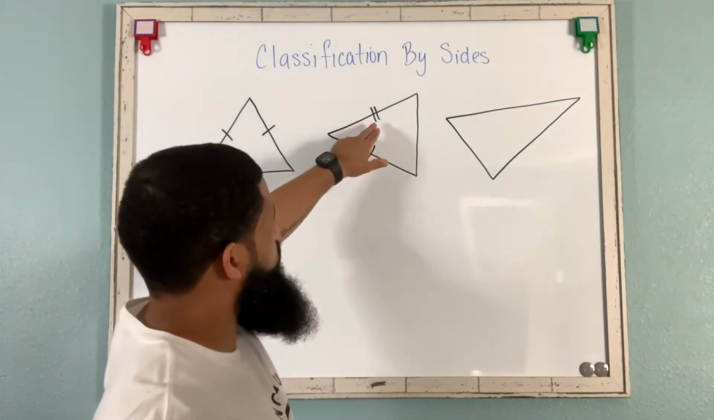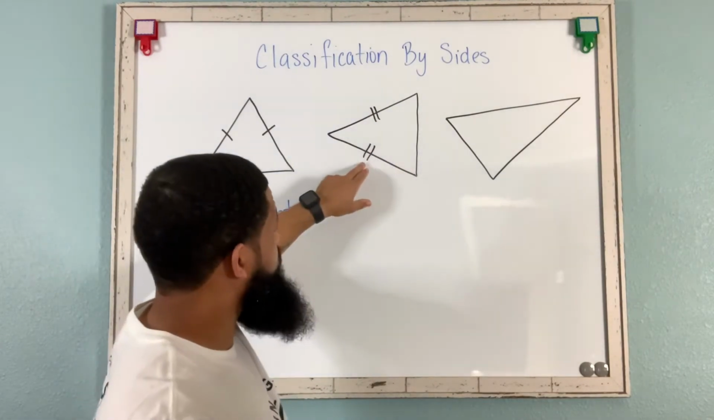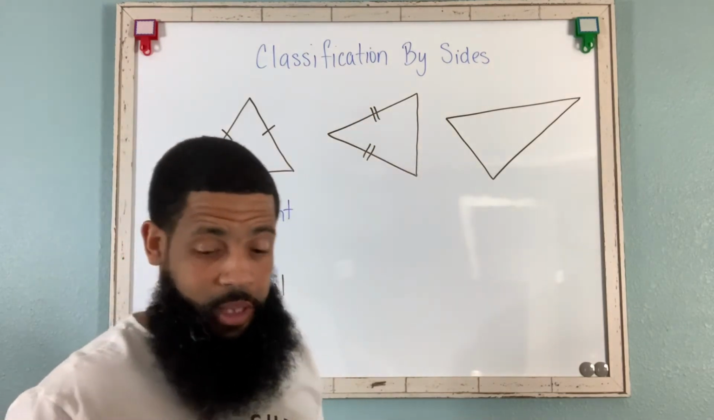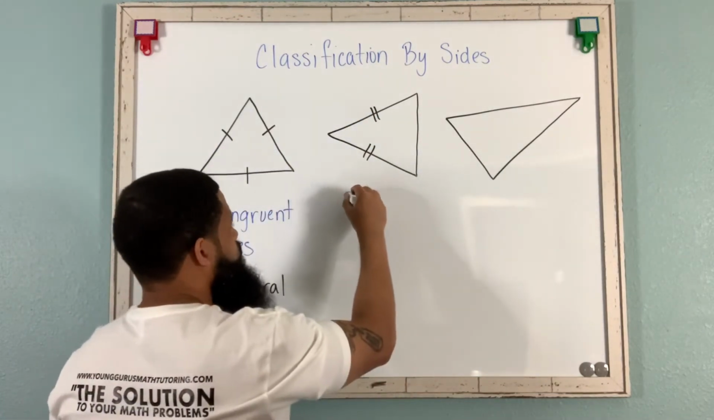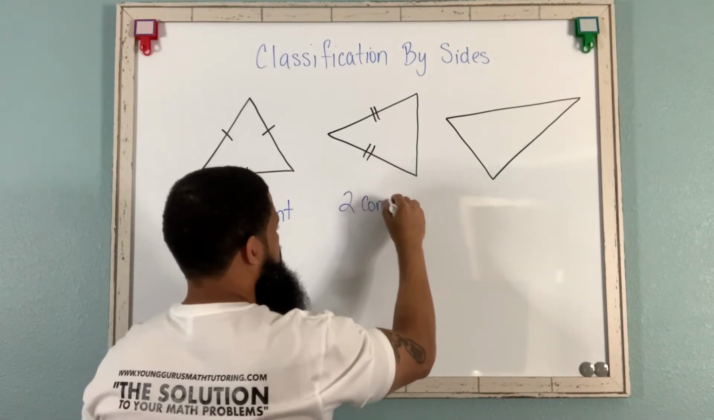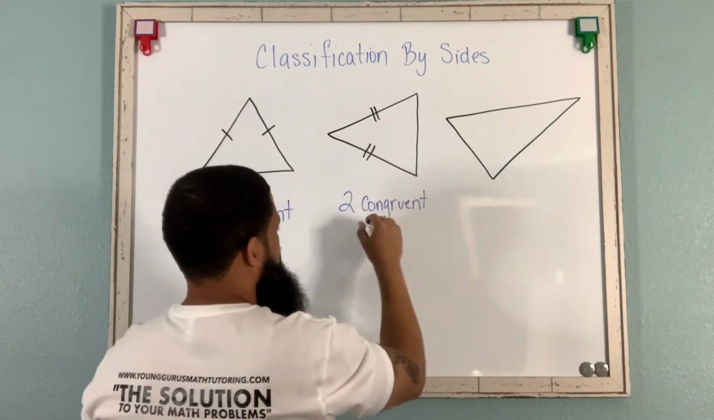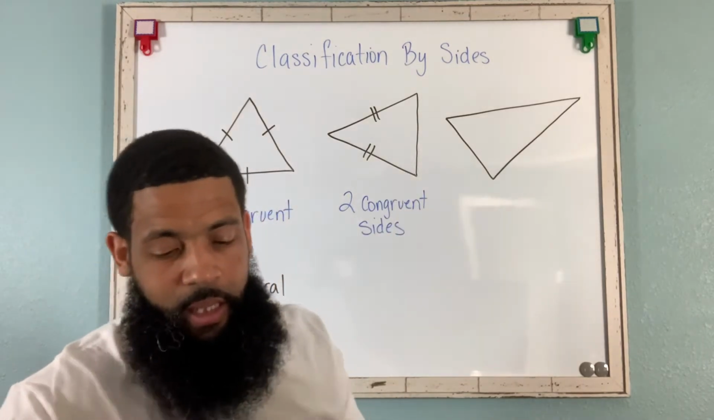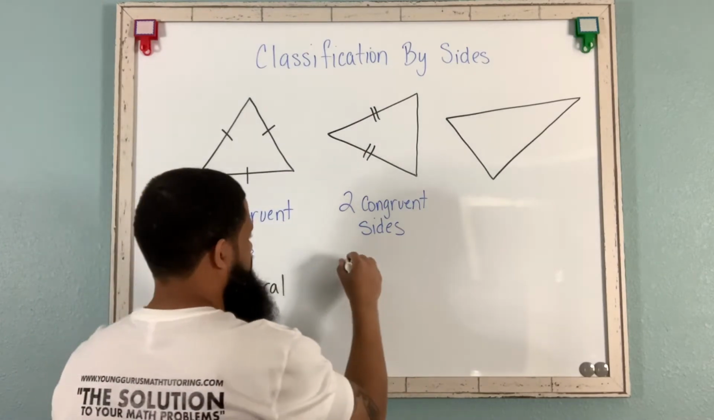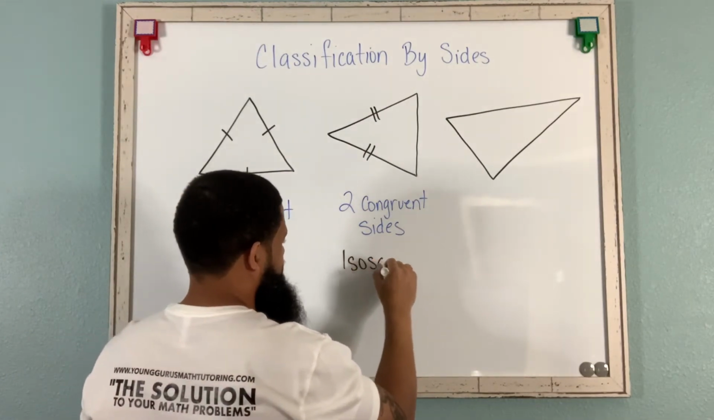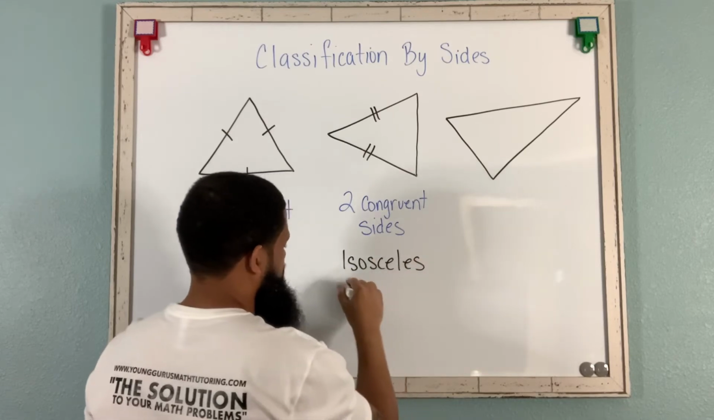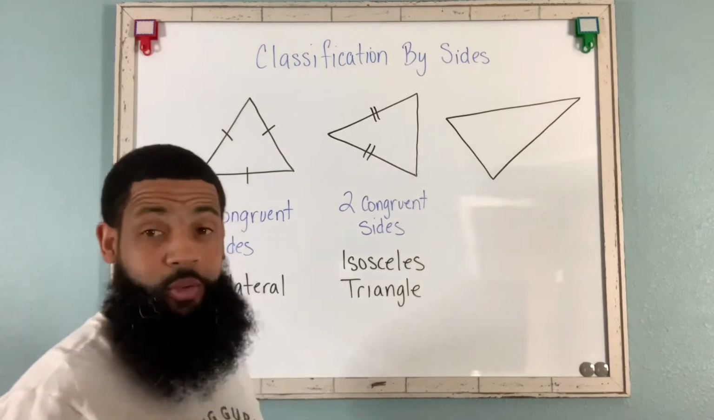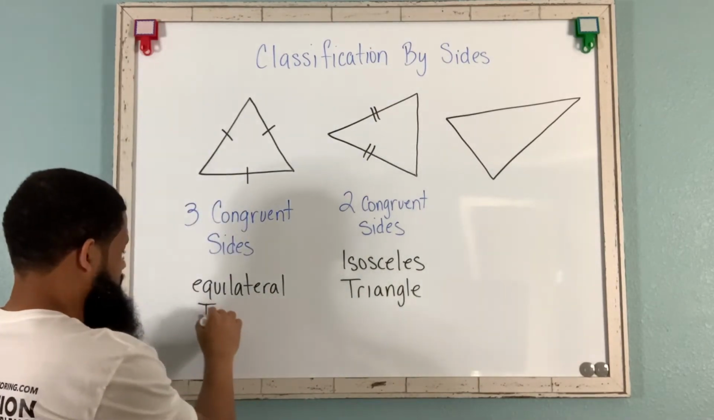The second one, notice there are 2 tick marks on one side, 2 tick marks on another side. So that means that these 2 sides have the same length, right? So when we have 2 congruent sides, we have what's called an isosceles triangle, okay? So this is an isosceles. Okay, I didn't put triangle on the first one, but this was an equilateral triangle. Let's go back and put that.